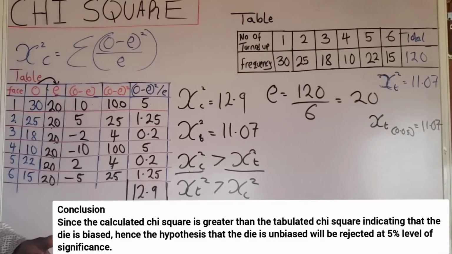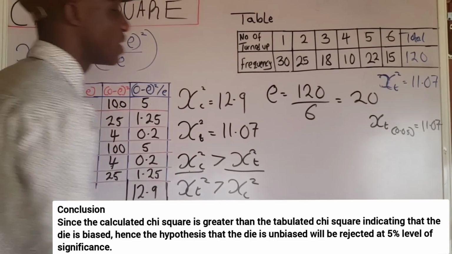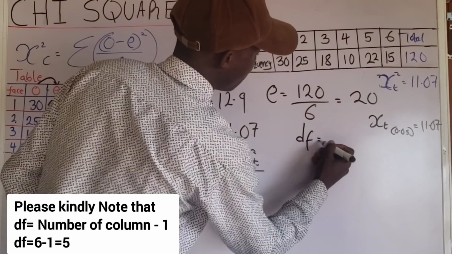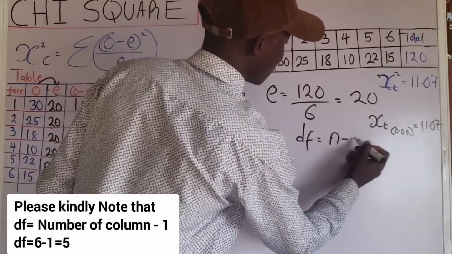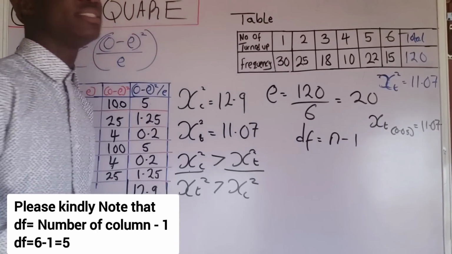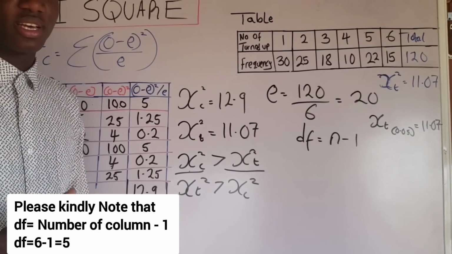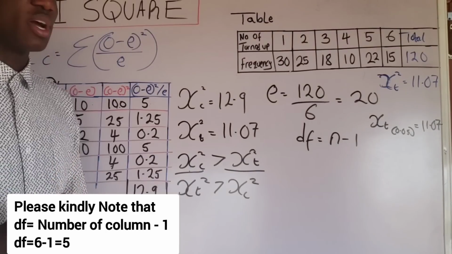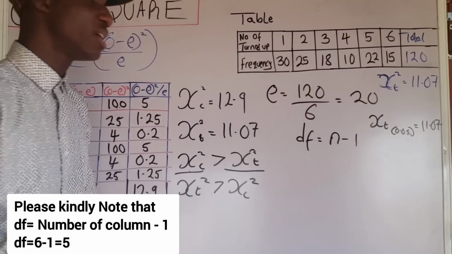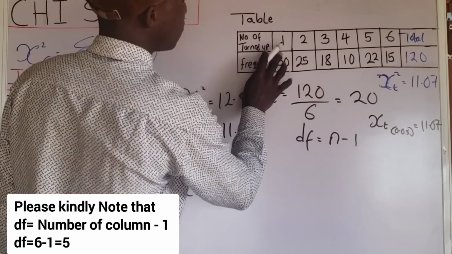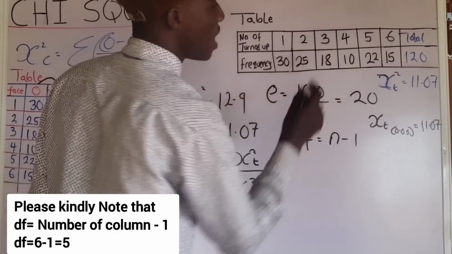So the degree of freedom for this chi-square is n minus 1. N is the number of rows that we have. You understand? The number of rows on our table will be n. How many rows do we have? We are having 1, 2, 3, 4, 5, 6. We are having 6 rows.